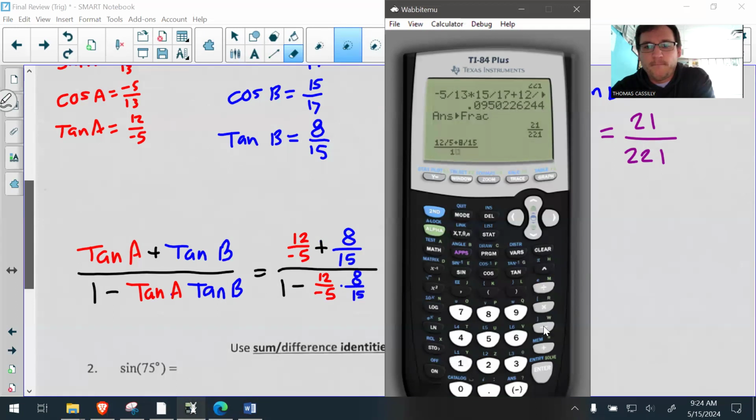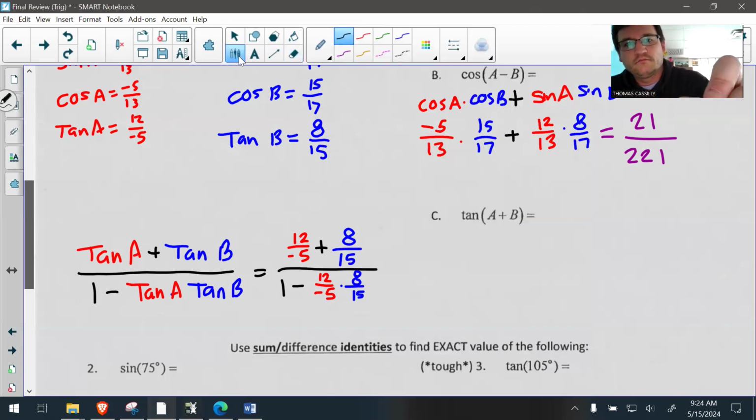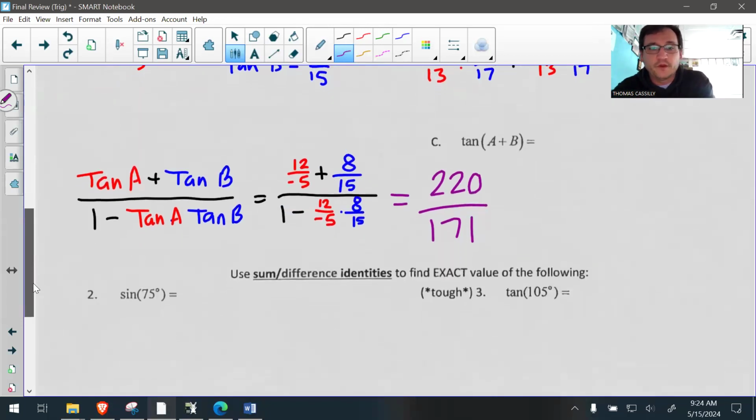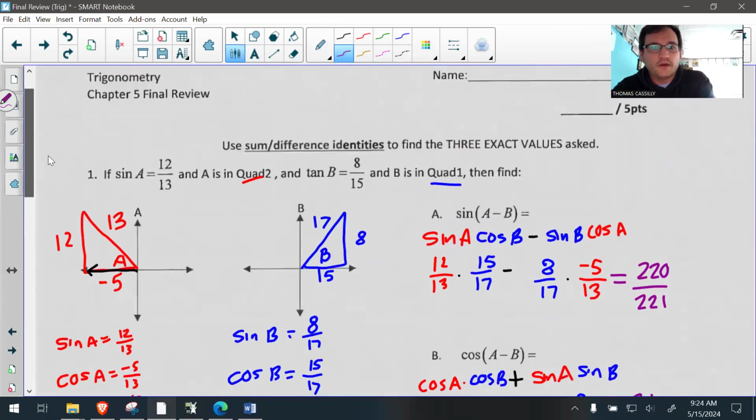And then 1 minus, we're going to have 12 divided by -5 here, times 8 divided by 15. Might be a decimal, all right, so it is a decimal. So let's just change it to a fraction. We're going to have 220 over 171. Right. And there we have it. Yeah, there we go. That's how we find them kind of off the unit circle.